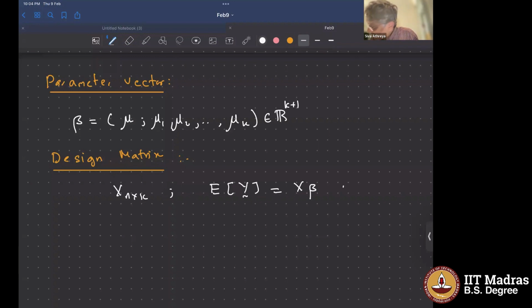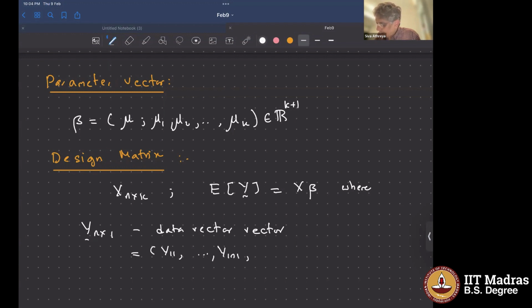Right? But what is y? Where y is an n cross 1 vector, so it's a data vector, and how will I write it? I will write it exactly like this. I'll write it as y11 all the way till y1n1, right? Then I'll have y21 all the way till y2n2, and I'll go all the way till yk1 till yknk. So I'll write the y as one long vector.